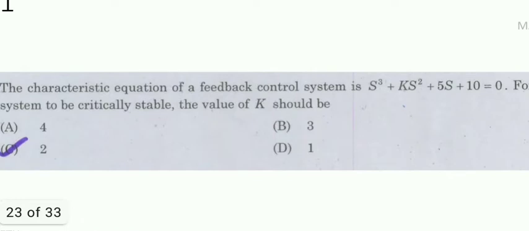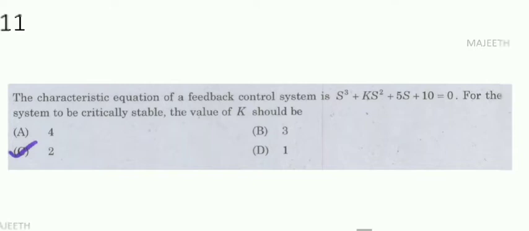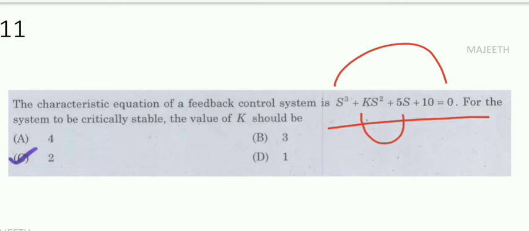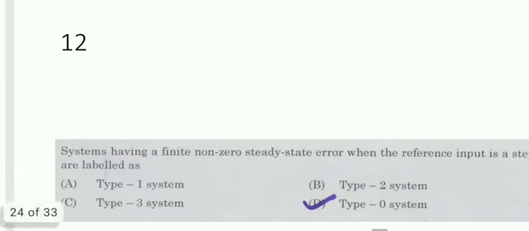Next one, the characteristic equation of a feedback control system is s cube plus k squared plus ks plus 10 equal to 0. For the system to be critically stable or marginally stable, what should be the value of k? See, they have given a third order system. For a third order system, we have a shortcut. First find the product of coefficients of the outer parameters and the product of coefficients of the inner parameters.